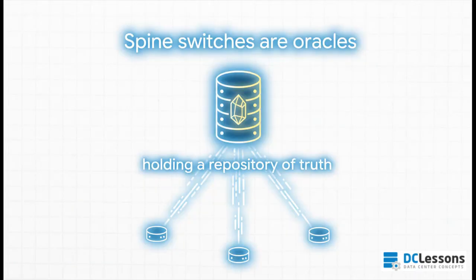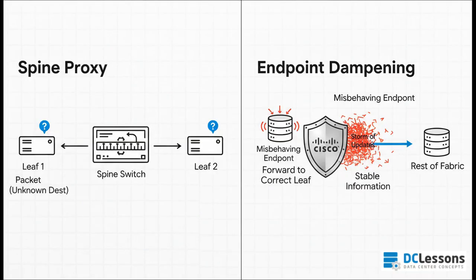Here's a great way to picture it. Your leaf switches are like little reporters out on the street. They see an endpoint connect, and they report that fact up to the spine switches. And the spines? They're the oracles. They sit in the middle, collecting all these reports and maintaining this massive, shared database of truth about where everybody is. And because of this COOP system, you get a couple of seriously cool features.